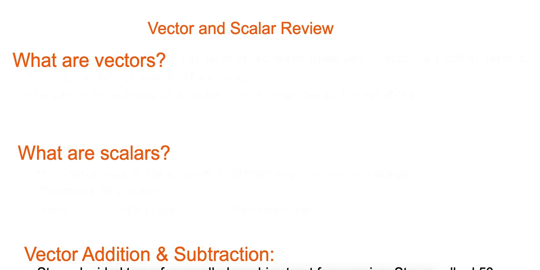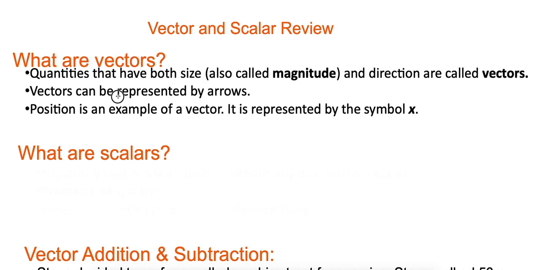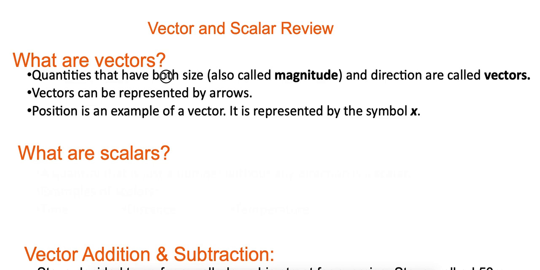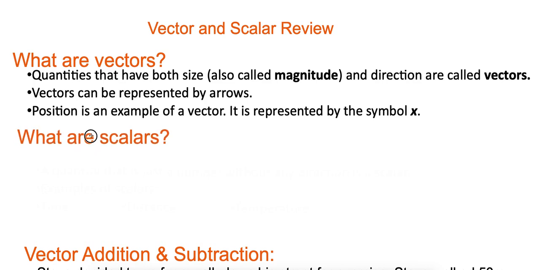So, vector and scalar review. What are vectors? What do they cover? Vectors have size and direction. Okay, so vectors are quantities that both have size and direction. So we can read through those and write them down.